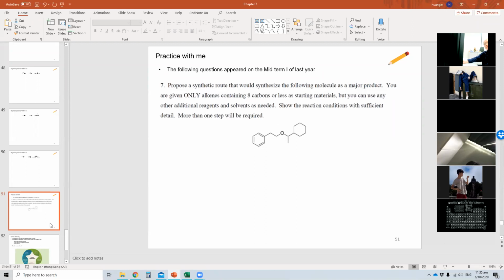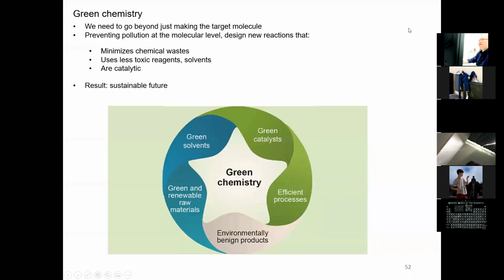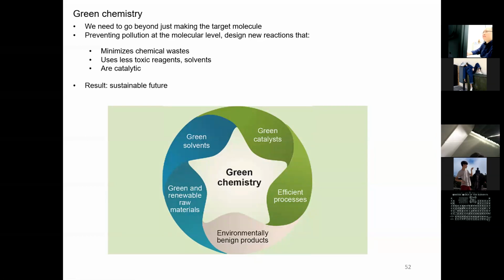Okay, so to finish this chapter, I'm going to give you an introduction of green chemistry. Basically, nowadays, in reality of research, we not only care about whether we can make the molecule or not, we also care about how we make the molecule. For example, we need to minimize chemical waste, use less toxic reagents or solvents, and we need to use more catalytic reactions. Basically, you only need to use a catalytic amount of catalyst or reagent to do what you want to do. As a result, if we use less and less chemical waste and less toxic reagents, we will have a sustainable future.